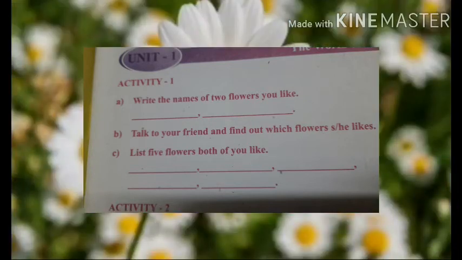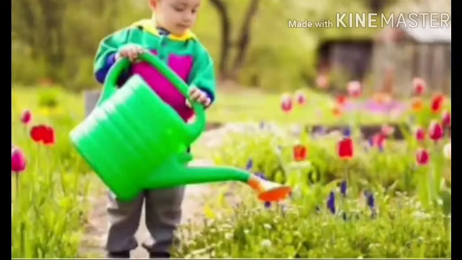Talk to your friend and find out which flowers he or she likes. So now that you're not coming to school, you must be having friends at your home. Just talk to them and discuss what they like, right? And then list 5 flowers both of you like. Okay? Then activity 2. Look at these pictures of flowers.